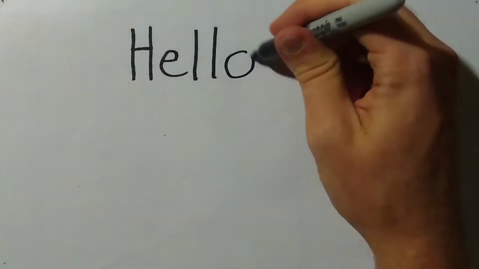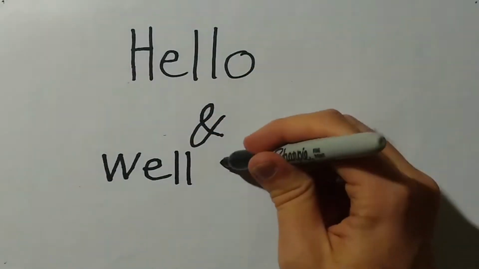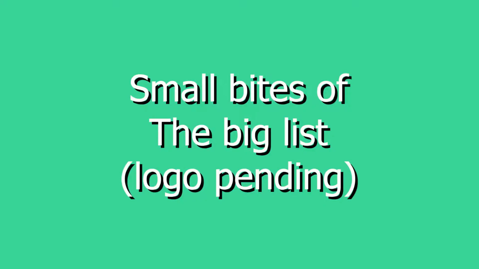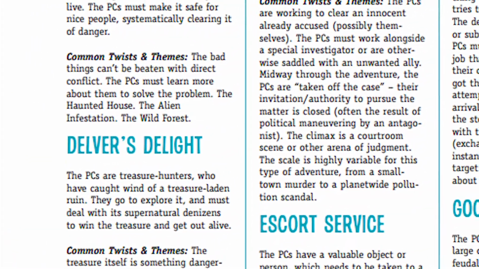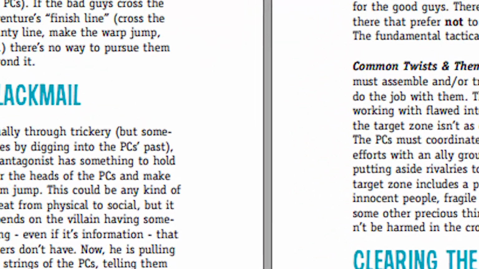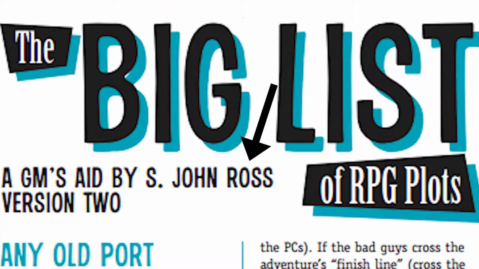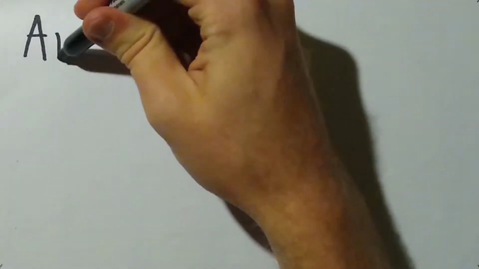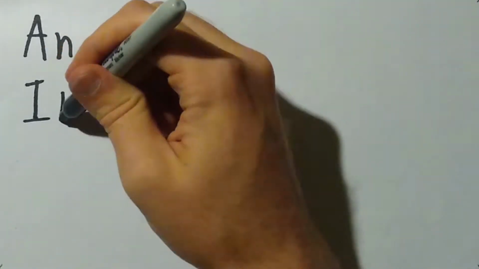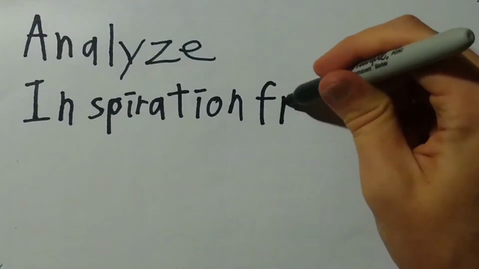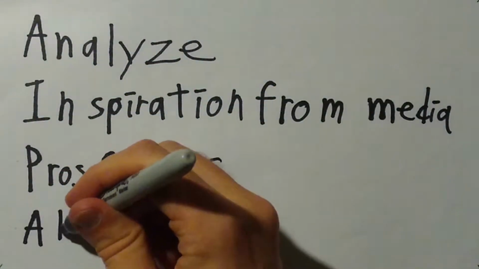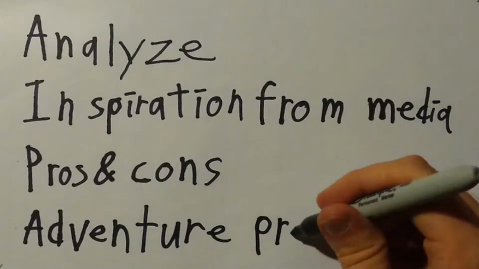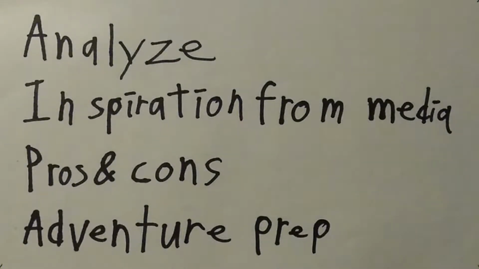Hello and welcome to my first big video, and the first in a series that I call Small Bites of the Big List. In this series, we'll be going over the plots in the big list of RPG plots, written by John Ross. We'll take an in-depth look at each of them, talk about the media that you can draw on for inspiration, the strengths and weaknesses of the plots, and how to create an adventure using these plots. And for our first video, we'll be taking a look at the manhunt.